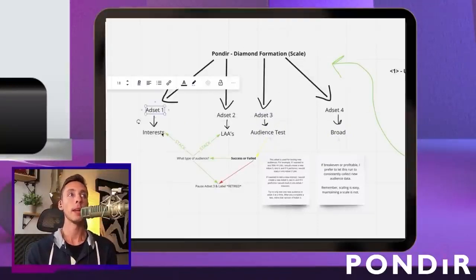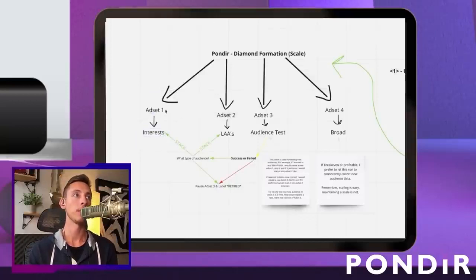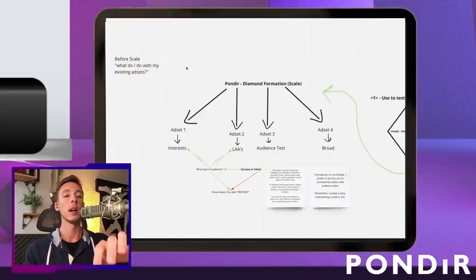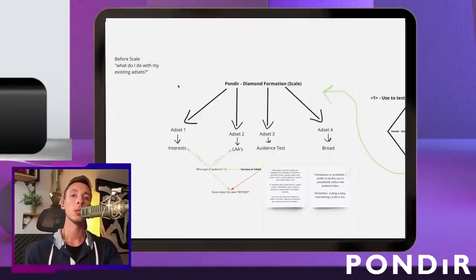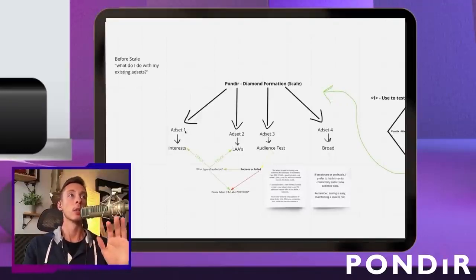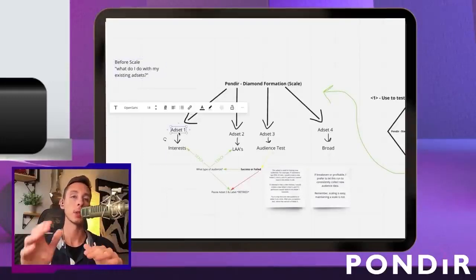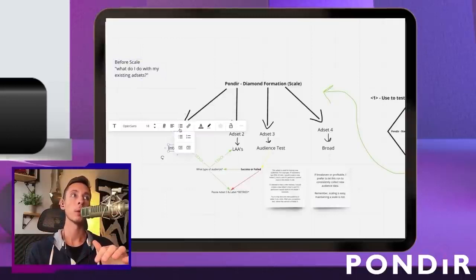So in ad set 1, so let's actually, first, I guess what you're probably wondering is before scale, what do I do with my existing ad sets? So maybe you're asking yourself, well, I'm ready to scale, but I already have this campaign with some interests in it, and I don't know what to do because maybe I have 5, 6, 7 interests that are performing. Create a new ad set and take all of the interests and just stack them. So put them all in one ad set right here, ad set number 1.